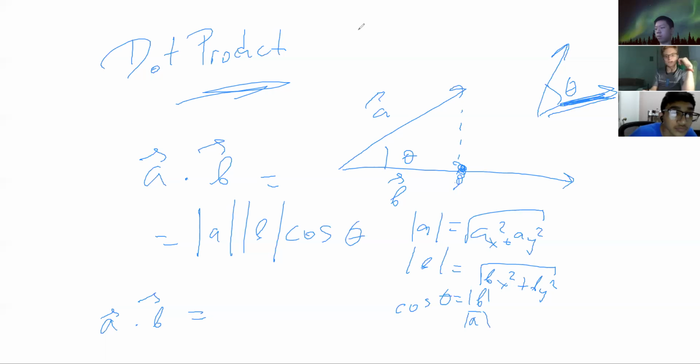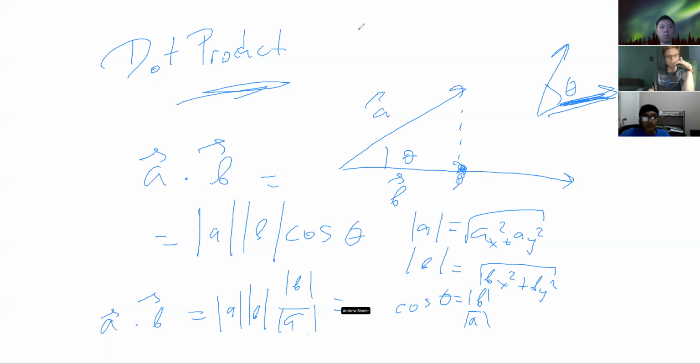So then what happens if I multiply the square root of, if I multiply, let me just make sure I did this correctly. Yeah. What happens if I multiply this? So I get A times B over A, which is equal to B squared. Beautiful.